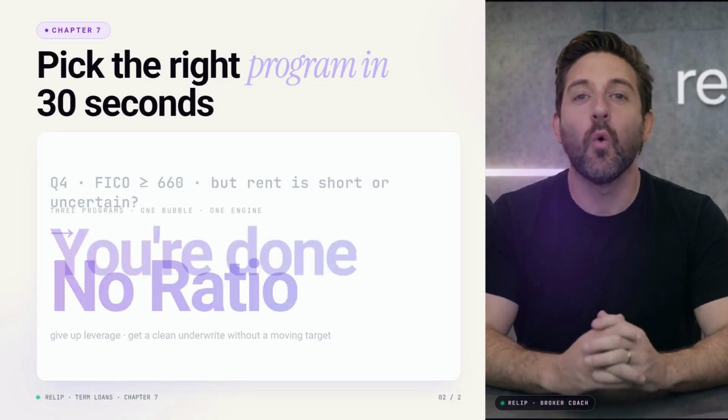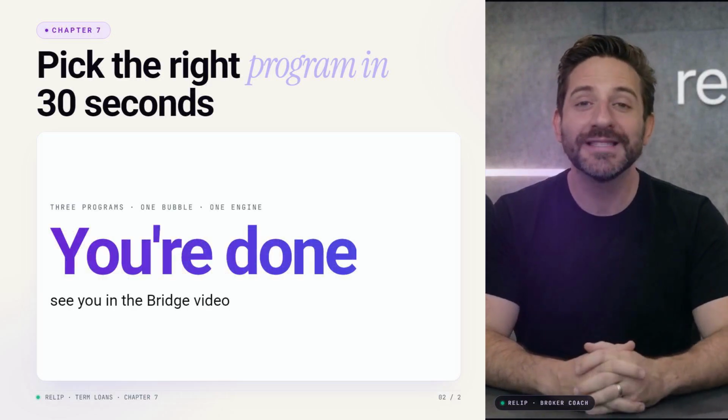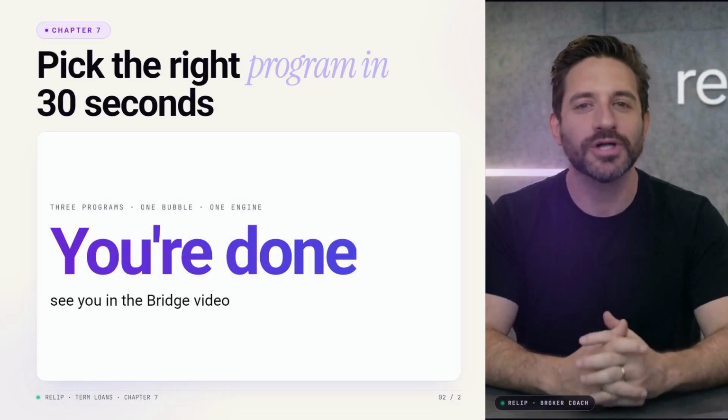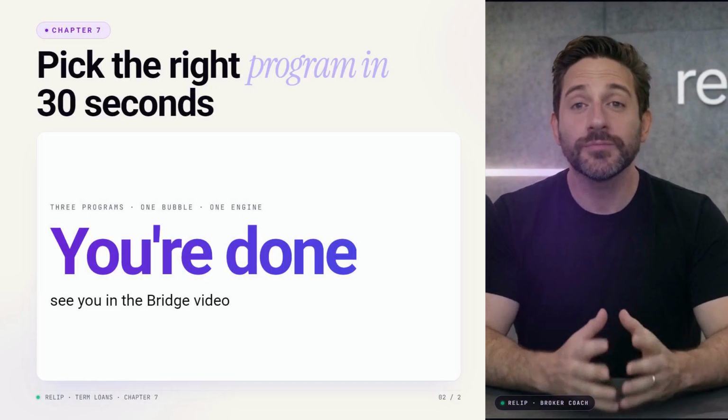3 programs, 1 bubble on the pricer, 1 engine that picks for you. The pricer always defaults to the best structure based on what you typed in. The alternatives are always 1 click away. 3 programs, 1 pricer.